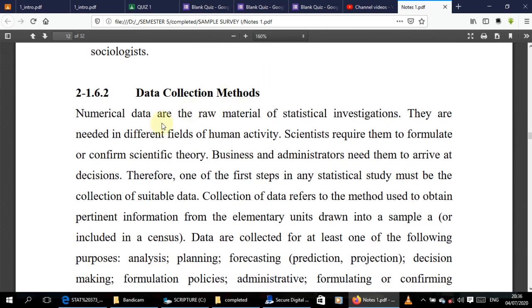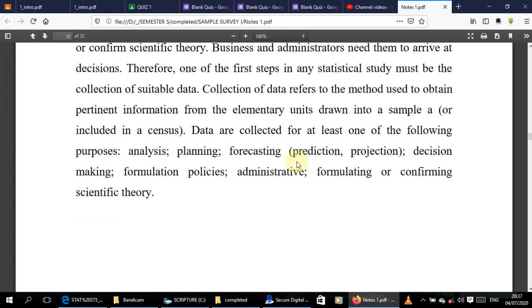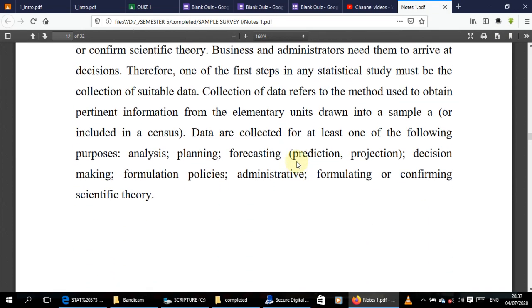So there are some methods. If you want to collect the data, you have to go through data collection methods. There are some methods you have to go through. Data collection methods.